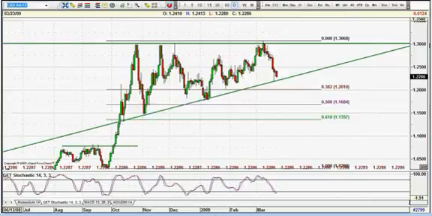Here we're looking at a dollar CAD chart. This is a daily time frame, so we're really taking a step back and looking at the big picture. But as you can see here, this is that trade that we've been watching, that we've been looking at for the past few weeks here.